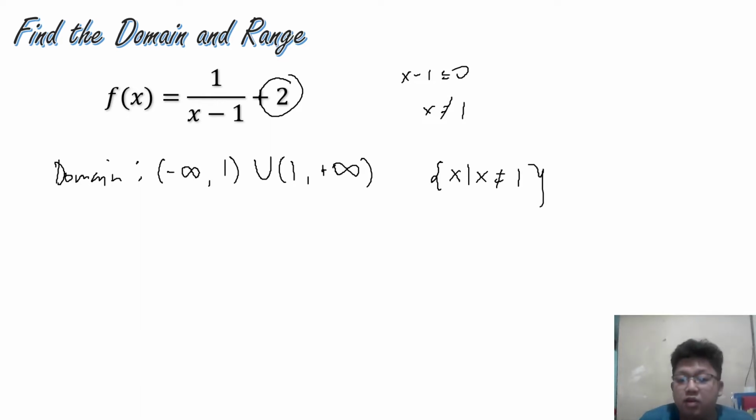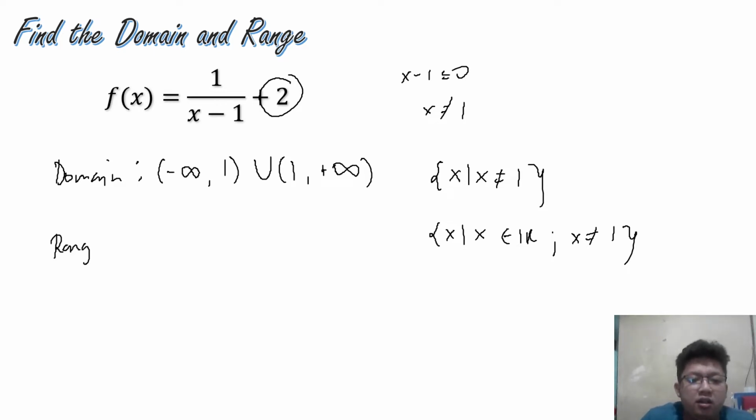Okay? Some books use this one, such that x is an element of all real numbers such that x should not be equal to 1. So we have different ways of presenting a large number of solutions. Okay, so next, we have the range.